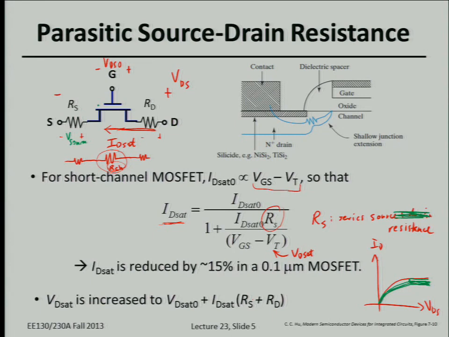And then the resistance of the drain actually serves to further reduce the current, but also contributes to making the saturation drain to source voltage higher.